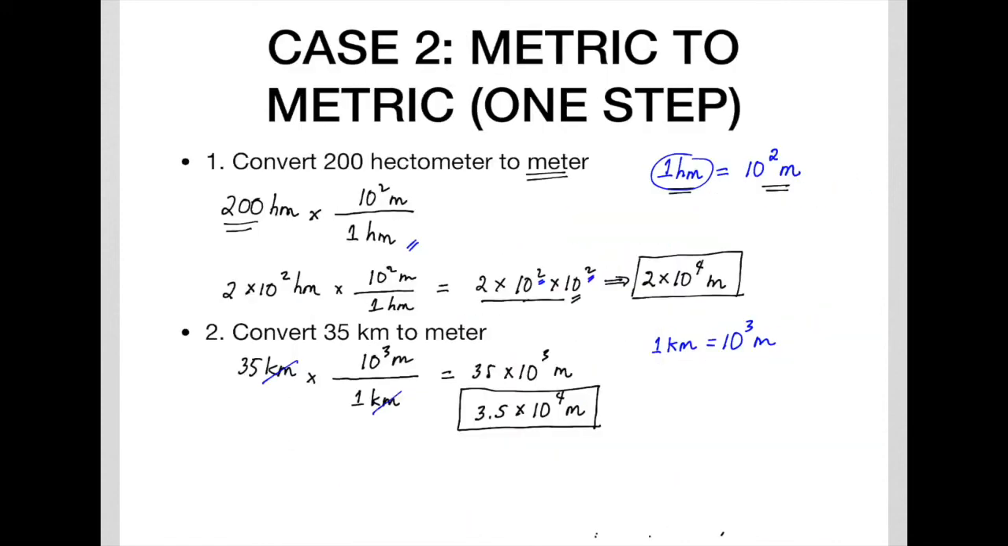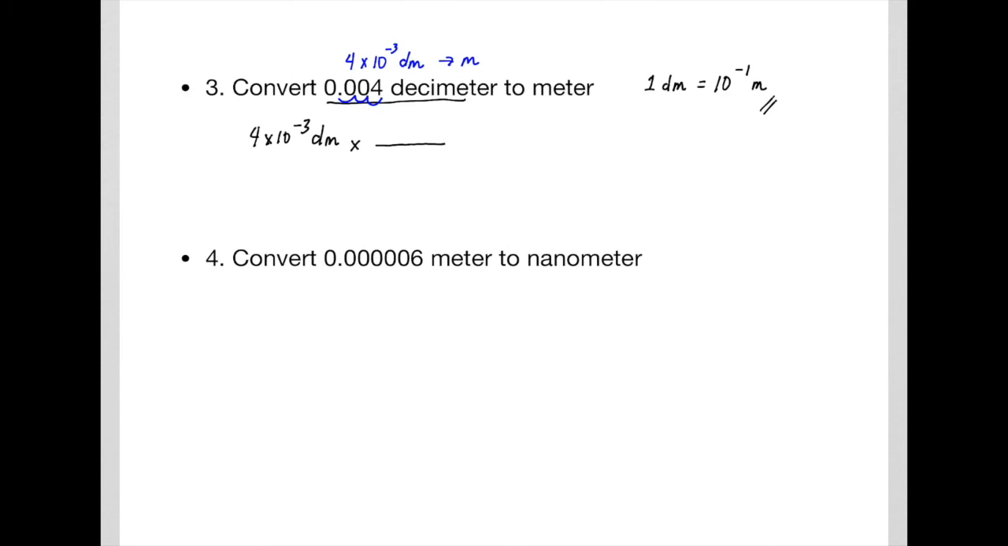So let's go back. Again, where will I write this 1 decimeter? I will write it here, 1 decimeter, and then I will write here the 10 raised to negative 1 meter on this portion. Okay? Simply cancel it. Now, what is my final answer? My final answer here is 4 times 10 raised to negative 3 times 10 raised to negative 1.